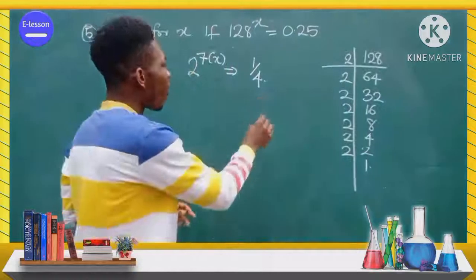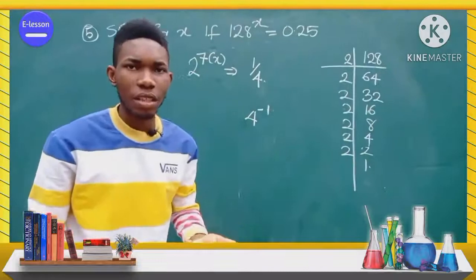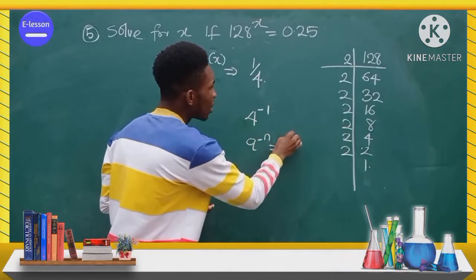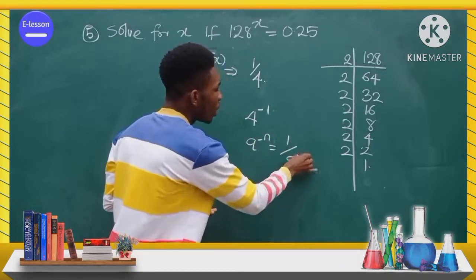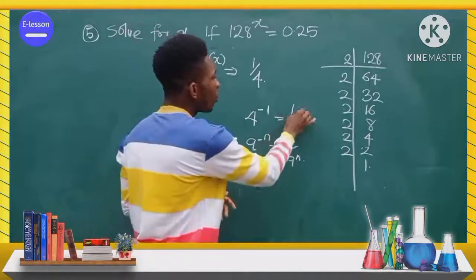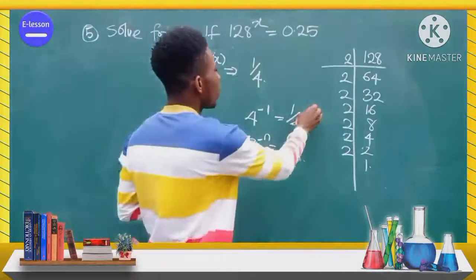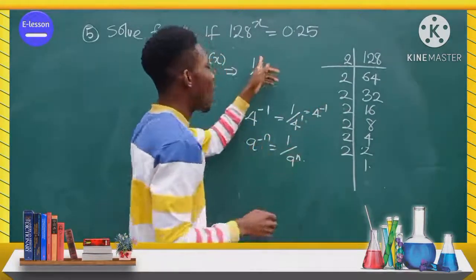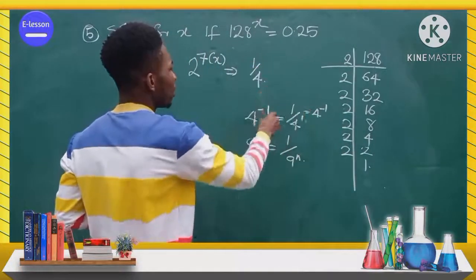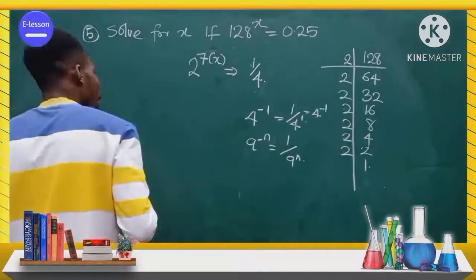Now, 1 over 4 is still the same thing as 4 raised to the power of minus 1. In case you've forgotten, in your indices, you were told that a raised to the power of minus n is the same thing as 1 over a raised to the power of n. Same thing is applicable here. So 4 raised to the power of minus 1 is still the same thing as 1 over 4 raised to the power of 1. 4 raised to the power of 1 is what? Is 4. So we have 4 raised to the power of minus 1 as 1 over 4. So in place of this 4 raised to the power of minus 1, we can put 1 over 4, or in place of this 1 over 4, we can put 4 raised to the power of minus 1.